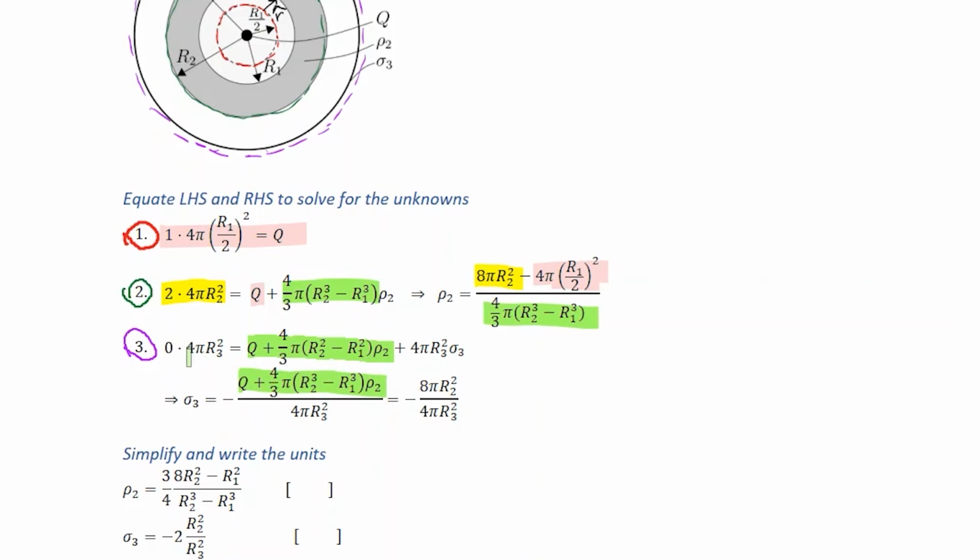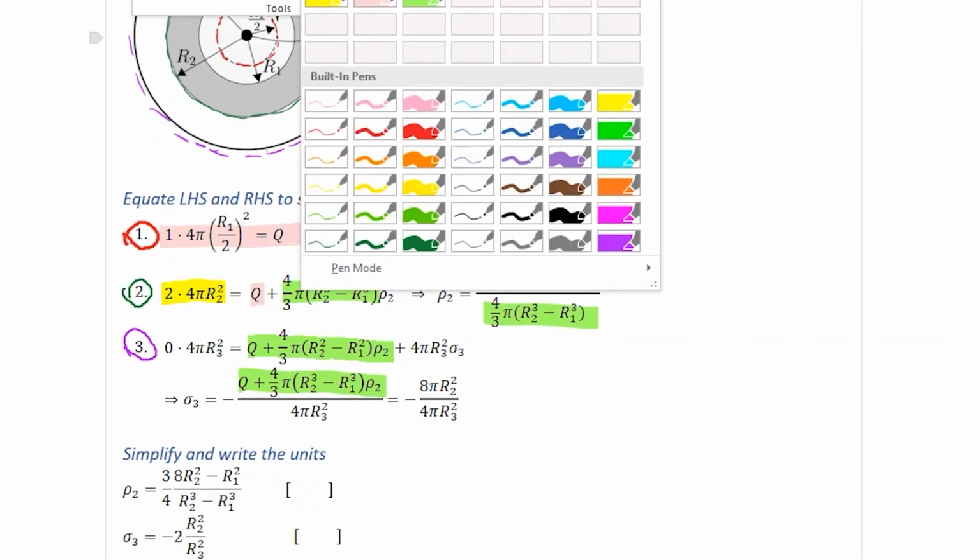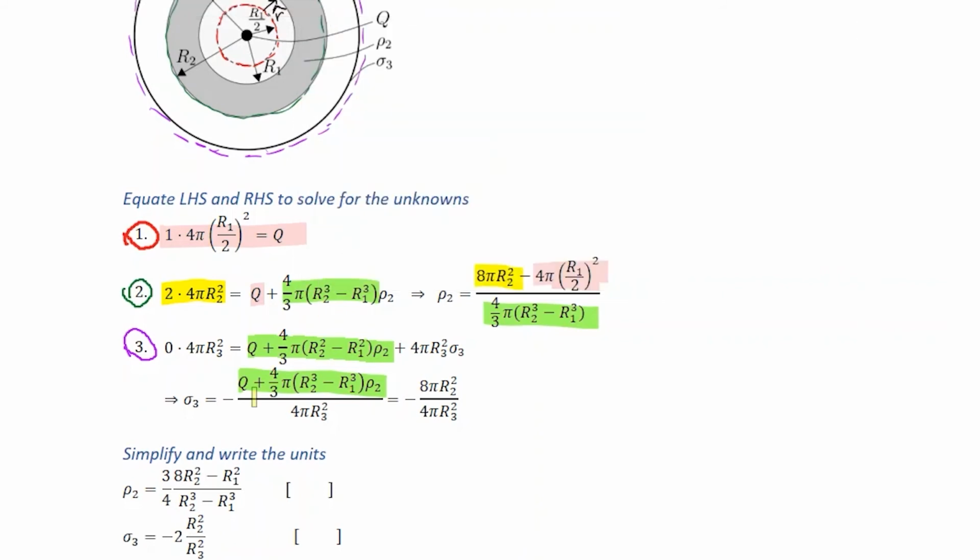Then I divided everything by this 4 pi r3 squared. By the way, this part is just 0. So I divided it by this. This minus sign came from the fact that we shifted everything to the left-hand side.